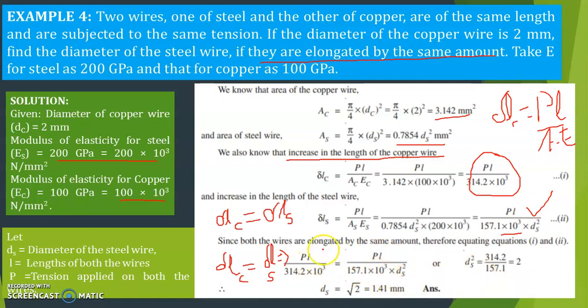So PL gets cancelled here, and only one unknown remains, ds. When you simplify this, you will get ds square is equal to 2. But we want the ds value, the diameter of the steel wire, so take the square root of that and you will get 1.41 mm. This is the diameter of the steel wire. In this way you can calculate the diameter of the steel wire. Okay, thank you.